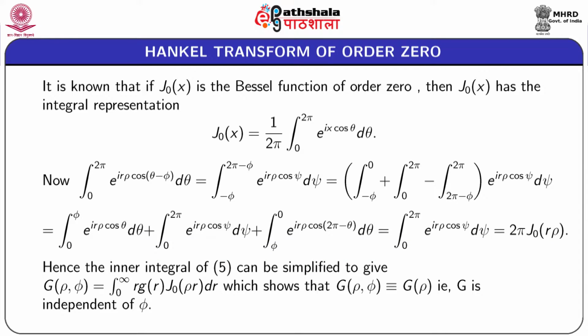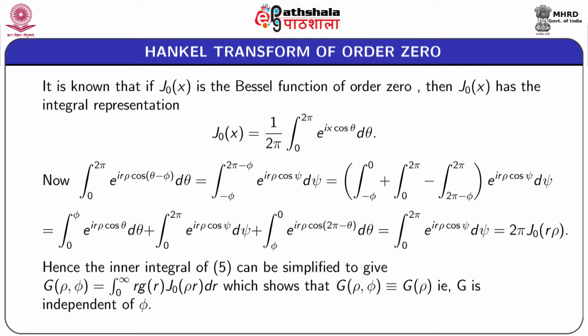In this step we can see cos(2 pi minus theta) is cos theta, so that the first integral and the third integral cancel, and we get integral from 0 to 2 pi e to the power i r rho cos psi d psi. By the integral representation of J0(x) given here, we can write this integral as 2 pi J0(r rho).